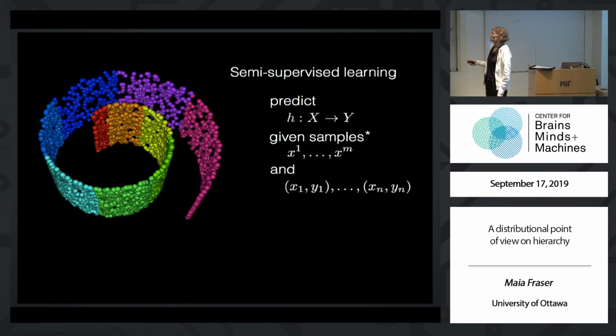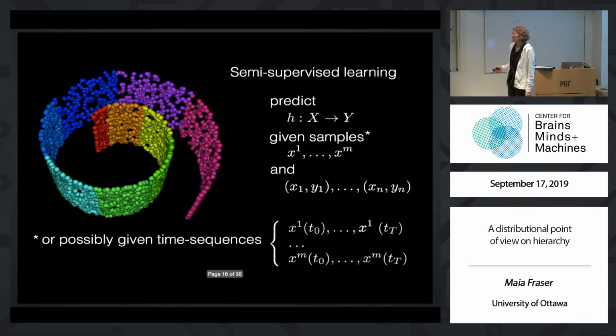It may be that there's a fixed Y associated to each X. That's a non-noisy case. Or more commonly in the real world, to each X, there's a probability distribution of probability of Y given X. And so that would be the case of noisy labels. So all of that would just be supervised learning.